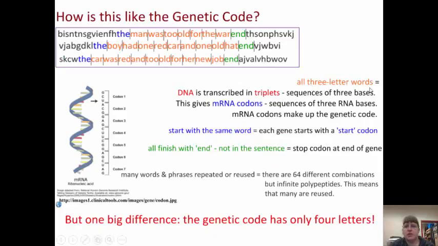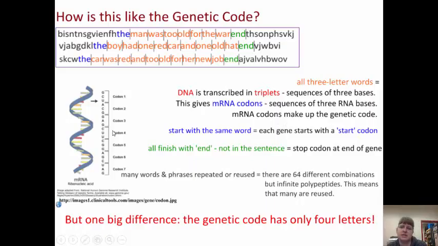Well, if you notice, they're all 3-letter words, and this example is very similar to how DNA is transcribed in triplets, which is a sequence of 3 bases, and this gives the mRNA codons, which are sequences of 3 RNA bases. And those mRNA codons make up the genetic code.